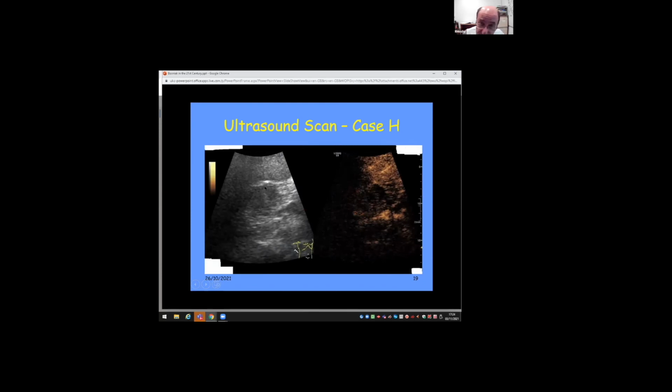Now, this patient was designated a 2F on CT, but when they came to us, actually it looks more solid. Ultrasound shows there's a solid element here, with contrast. So that went back to CT and was redesignated a 4 and subsequently had a nephrectomy.